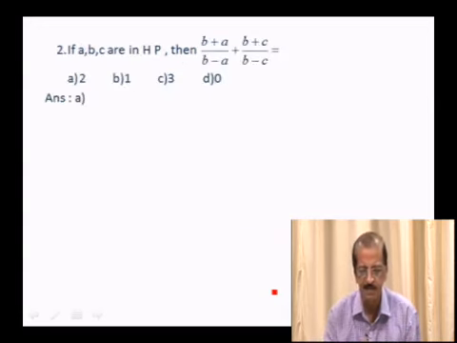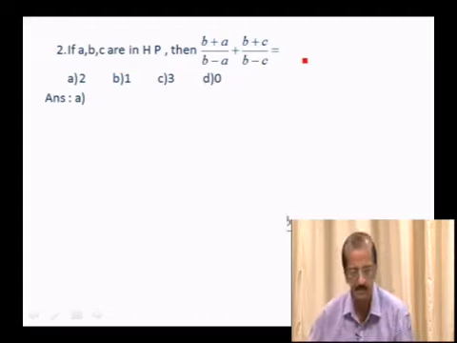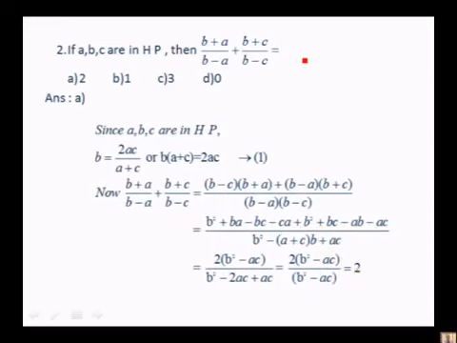If A, B, C are in HP, then (B plus A) over (B minus A) plus (B plus C) over (B minus C) is equal to what? Here I simplify this: B plus A over B minus A and B plus C over B minus C. Then you get B squared minus (A plus C) into B plus AC in the denominator.